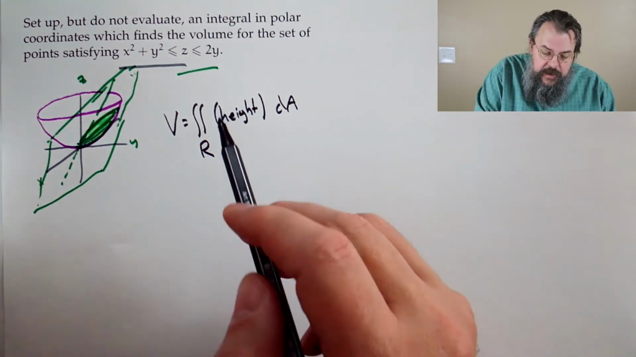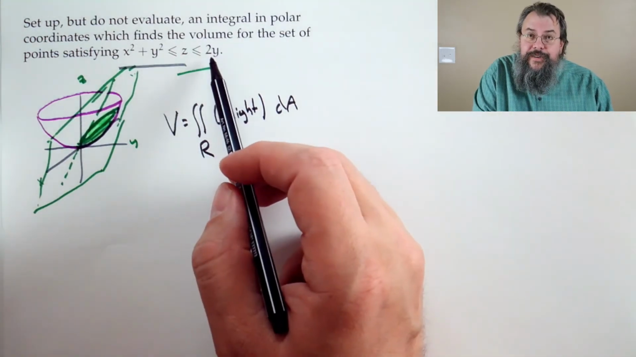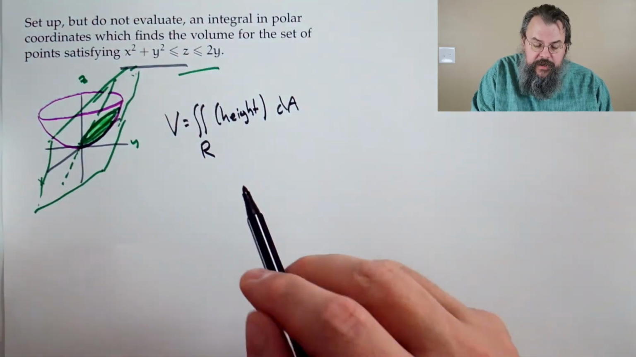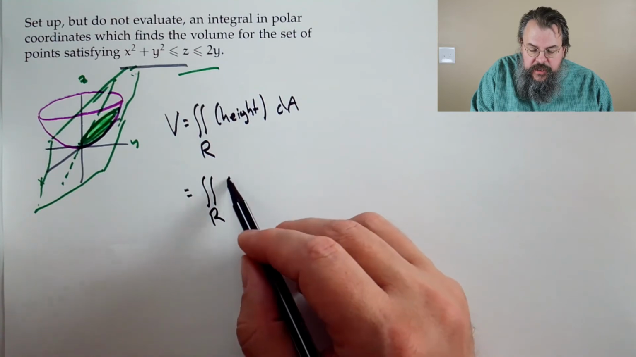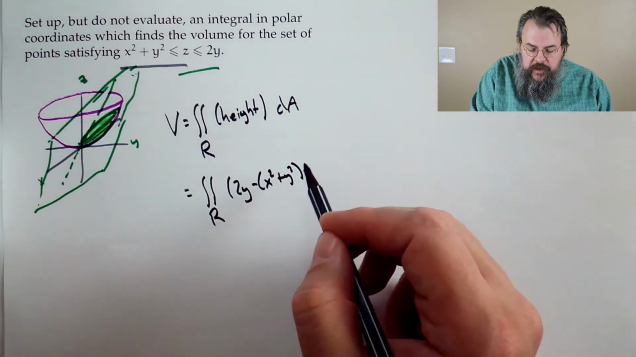Well, our height is top minus bottom. We can see that the 2y is the top because look at the inequalities. 2y is above z, which is above x squared plus y squared. So, integral over our region of 2y minus (x squared plus y squared) dA.